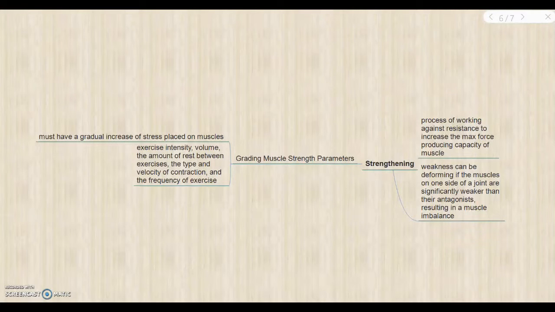So some ways that you can grade muscle strength, or whenever you want to work on increasing a client's muscle strength, is by changing the intensity, the volume, the amount of rest in between exercises, the type and velocity of contraction, and also the frequency of the exercise that you're doing.